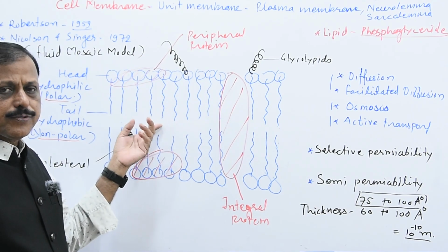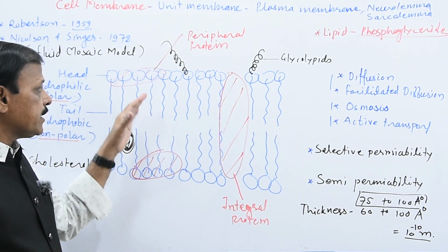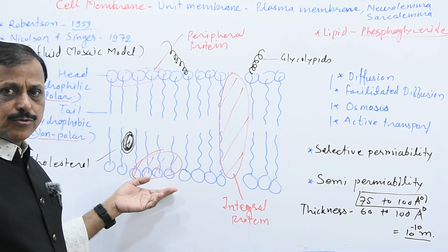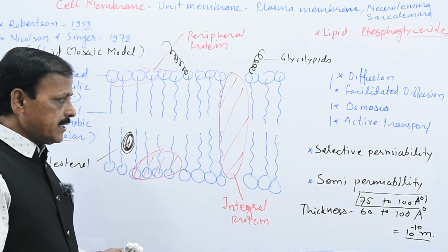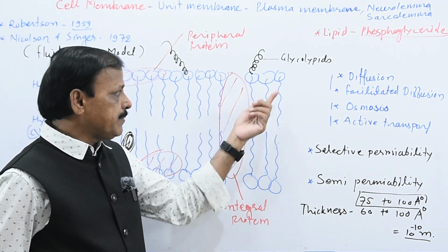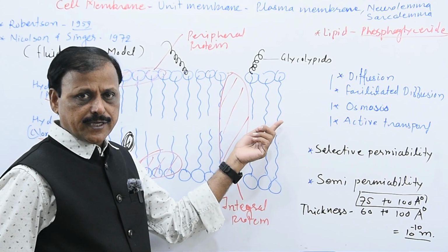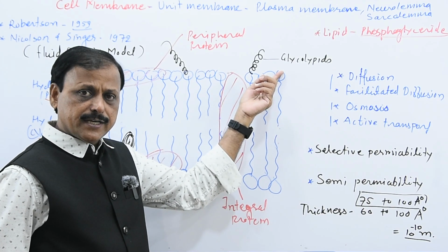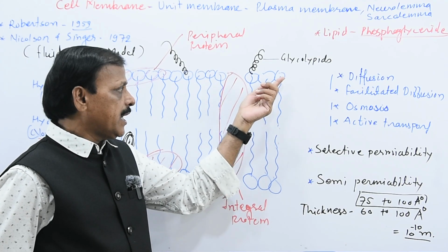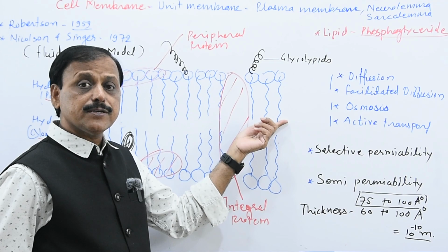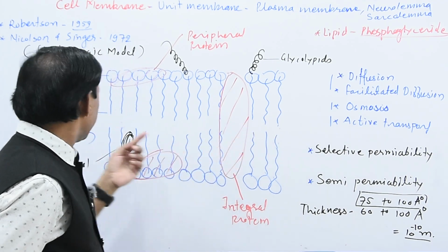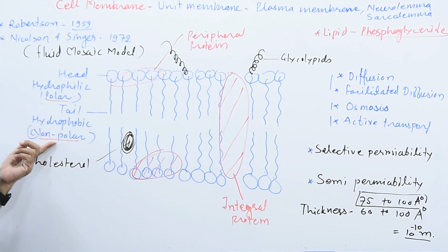As a part of the syllabus, you should know how to draw the diagram. So this is a very simple way to draw the diagram in the examination. It is very clear that these bilipid layers have a hydrophilic head and a hydrophobic tail. Hydrophilic is a polar head and hydrophobic is a non-polar tail. So here I have clearly mentioned polar and non-polar.